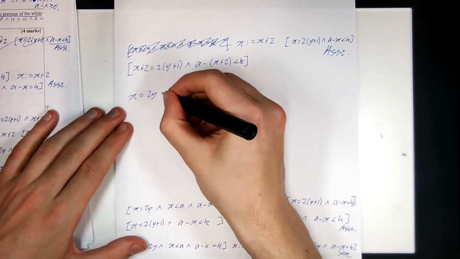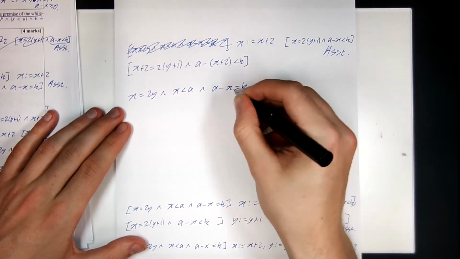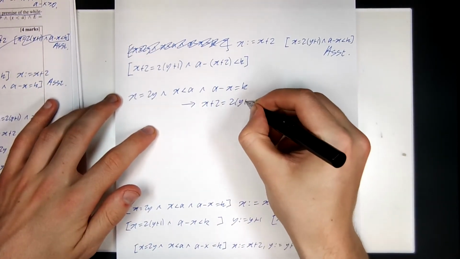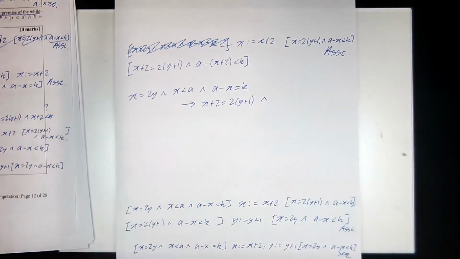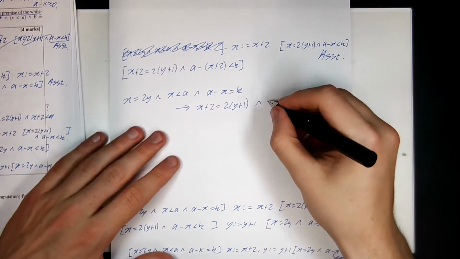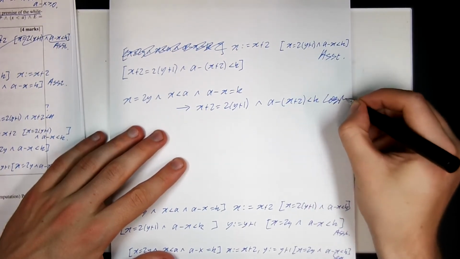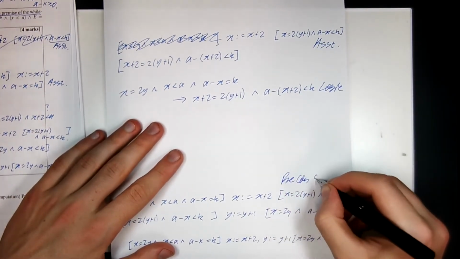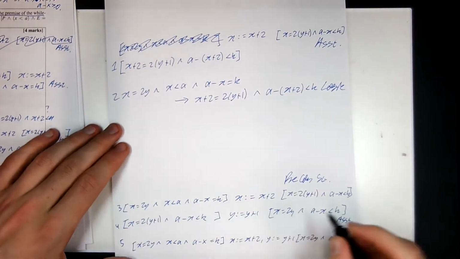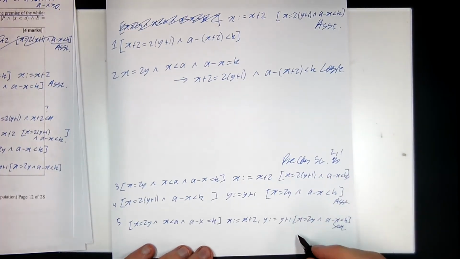x equals 2y, and x less than a, and a take x equal to k. This term implies that term. And if a take x is equal to k, then a take x plus 2 is strictly less than k. Alright, now we're in business. Logic, precondition strengthening, needs line numbers, 1, 2, 3, 4, 5. Precondition strengthening, 1, 2, and 1. Assignment and sequencing, 3 and 4.